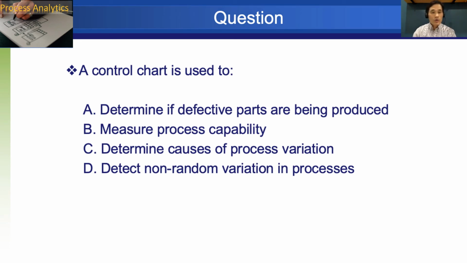Here's a question. A control chart is used to A, determine if defective parts are being produced, B, measure process capability, C, determine causes of process variation, D, detect non-random variation in processes. The biggest reason why we use a control chart is to find the assignable cause, which is D. So the answer is D.